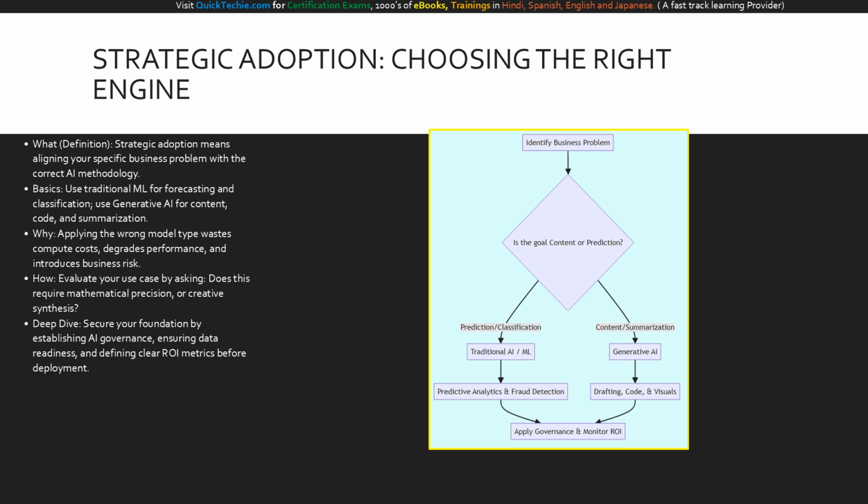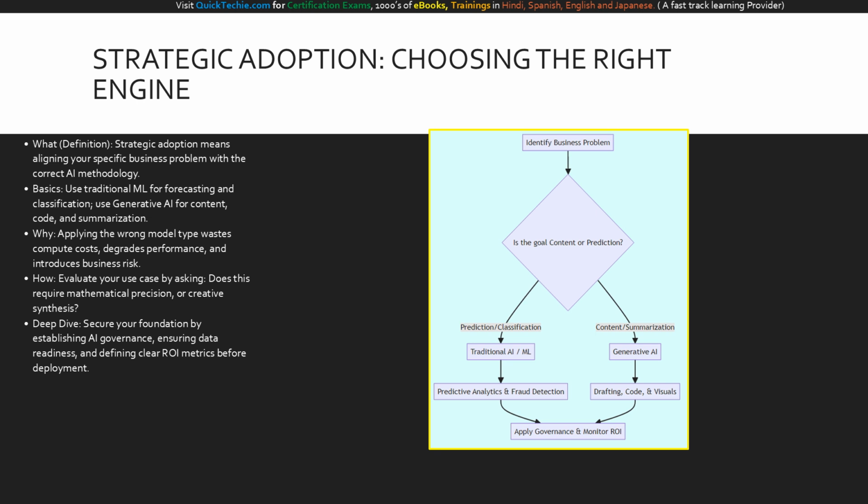In our final deep dive, remember that regardless of which AI type you choose, you must secure your foundation. Establish robust AI governance, ensure your enterprise data is clean and ready, and define your ROI metrics before a single model is deployed into production.